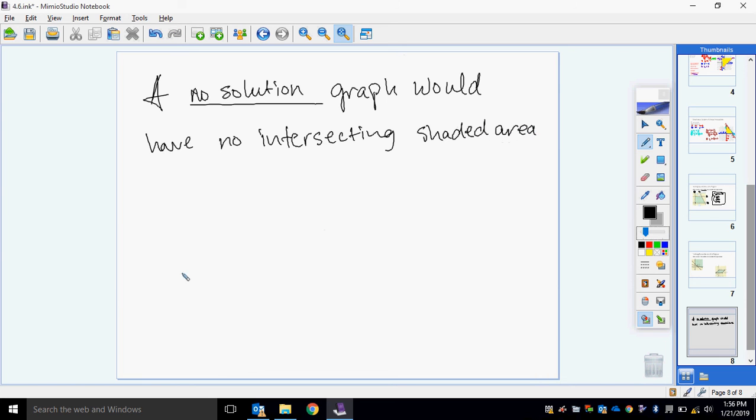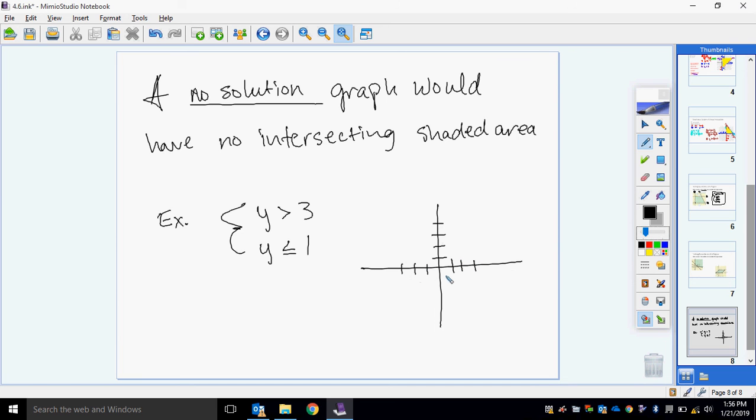Okay, so for example, if you were given the system of inequalities, y is greater than 3 and y is less than or equal to 1, let's look at this graph. So we have y is greater than 3, so it's crossing the y-axis at 3. It's a dotted line, and it's horizontal. Then we have in blue, y is less than or equal to 1, so it's crossing the y-axis at 1. It's a solid line, and it's horizontal.